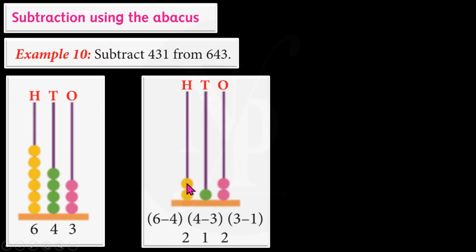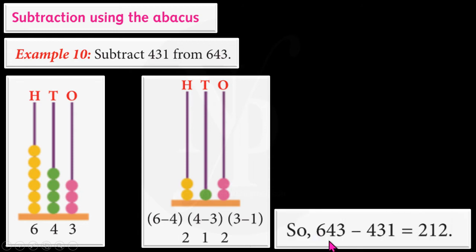So after removing one bead from ones place rod, there will be 2 beads left over. From the tens place rod we remove 3 beads, after which 1 bead is left. From the hundreds place rod we remove 4 beads, 1, 2, 3, 4, and then only 2 beads are left here. So the number represented by this abacus now is 212. So the number is 212.